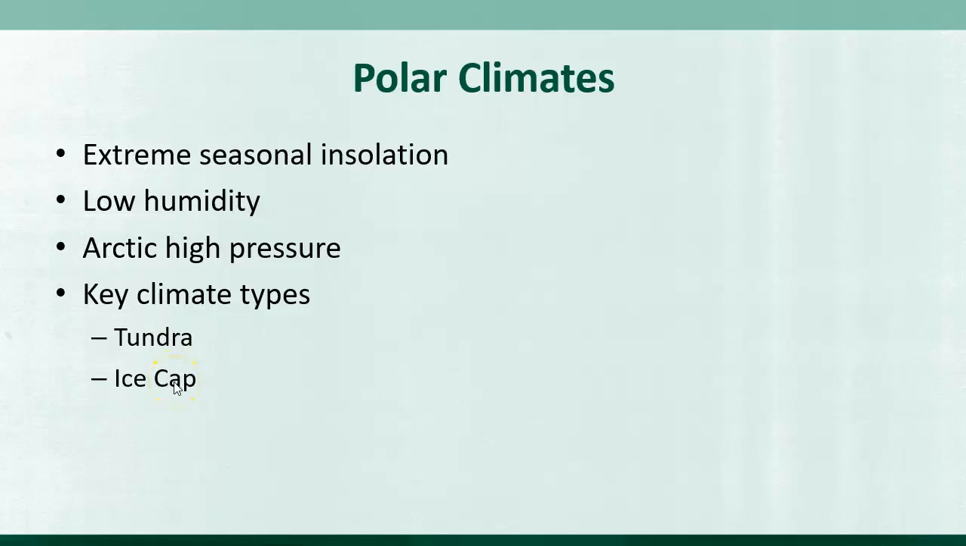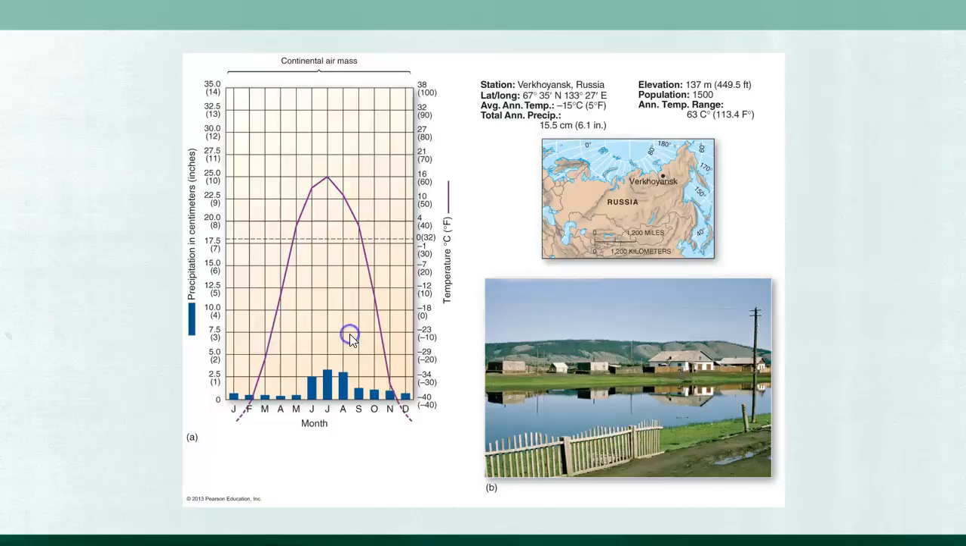The ice cap climates are not found where people live, so I'm not going to show an example of this, but for the tundra climates, I'm going to show you Verkhoyansk, which is a climate station in Russia, which is actually pretty famous. You can see huge fluctuation in the temperature. In fact, it has, I think, one of the greatest ranges in temperature fluctuation for an inhabited area in the world. And then very low amounts of overall precipitation as well.